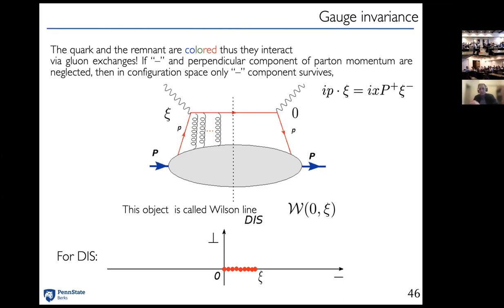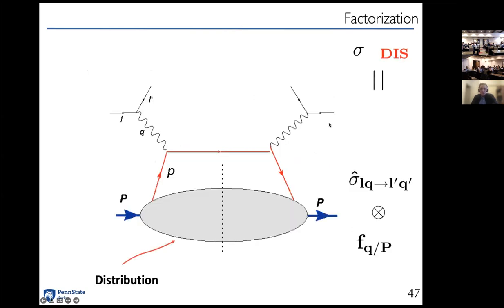And by using a proper gauge condition, we can actually eliminate the gauge link altogether by making it equal to unity in a particular gauge. And that's why usually when people study deep-inelastic scattering, they never bother to talk about gauge links themselves. So that's now, let me write the result of the factorization for DIS.